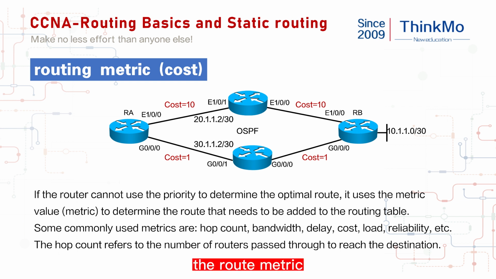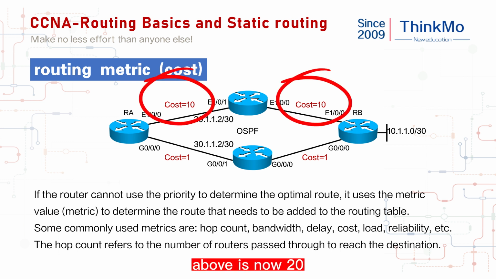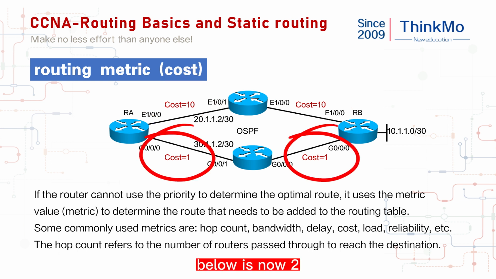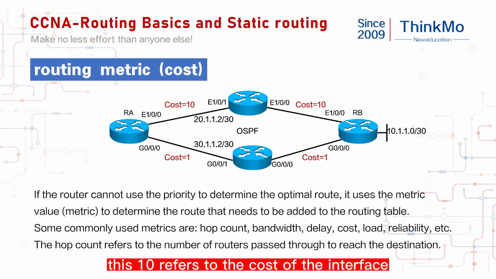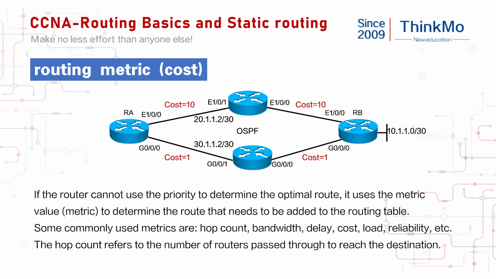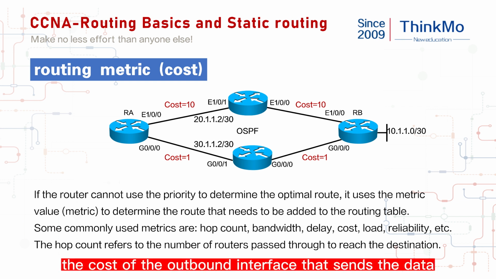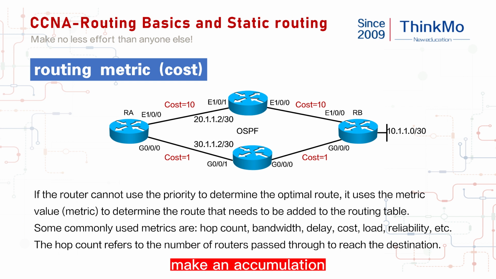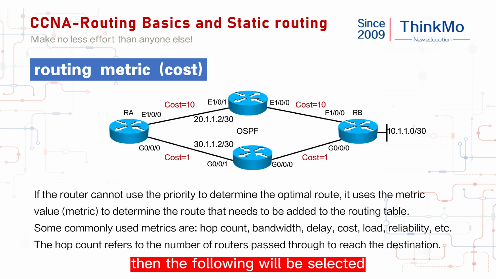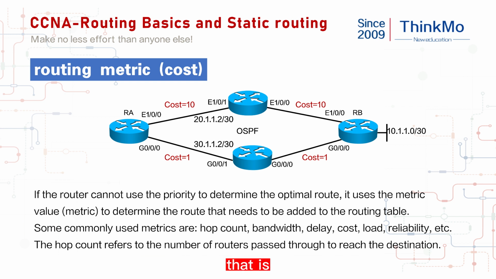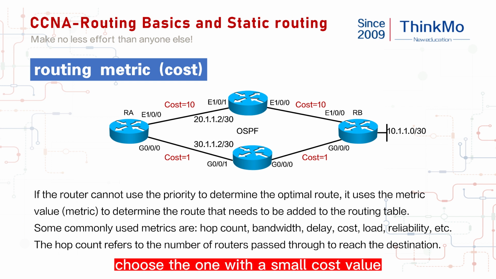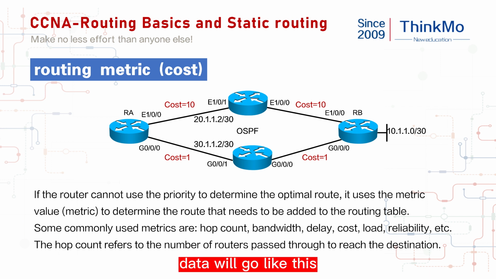The route metric, the smaller the better. Above it is now 20, 10 plus 10 equals 20. Below it is now 2, 1 plus 1 equals 2. This 10 refers to the cost of the interface. OSPF calculates the cost of the outbound interface that sends the data and accumulates it. Now the top is 20 and below is 2, so the lower path will be selected. That is, choose the one with the smaller cost value. Data will go like this.